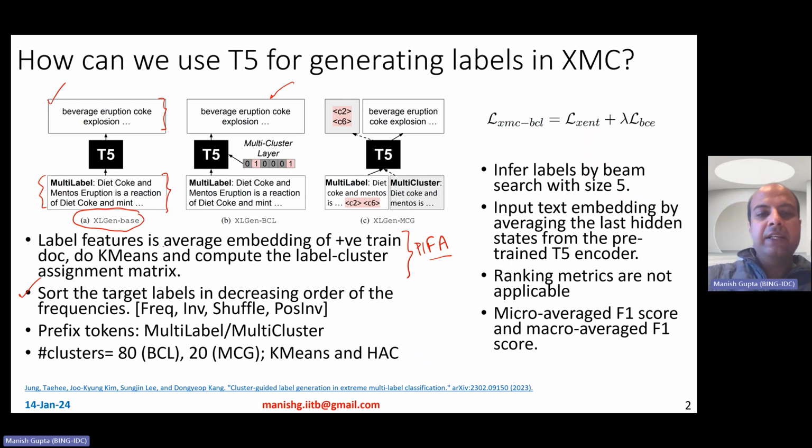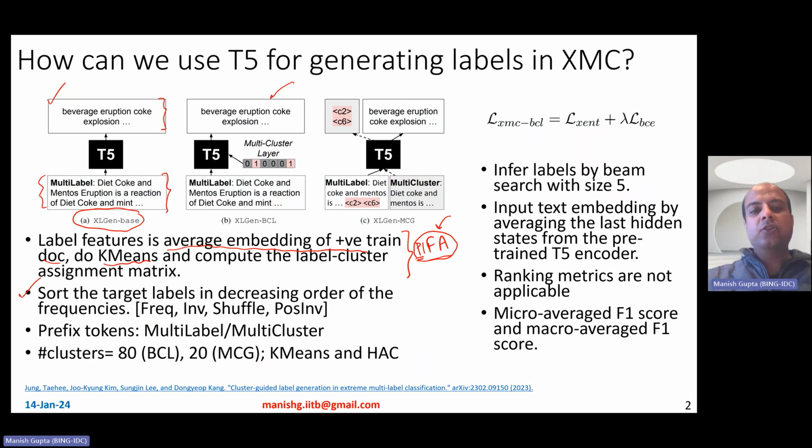And then you take the average of those positive training documents, in the sense that you take those training documents for which this label is relevant, and you aggregate across all of them so as to get a label representation, right? So as to get an embedding for the label. So this is popularly called a PIFA embedding because you're aggregating features across data points for which this label is positive. Okay, so positive instance feature aggregation. Now, on this particular representation, you can do k-means clustering. So that basically gives you several clusters.